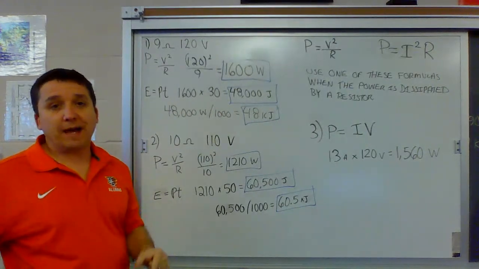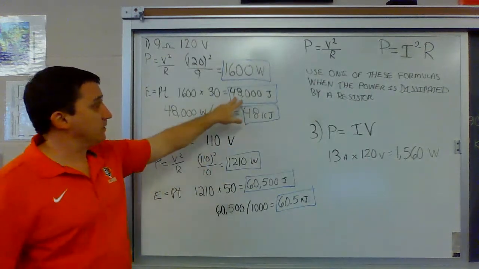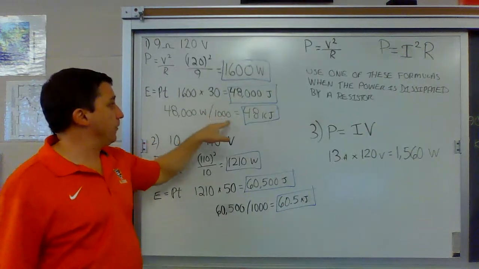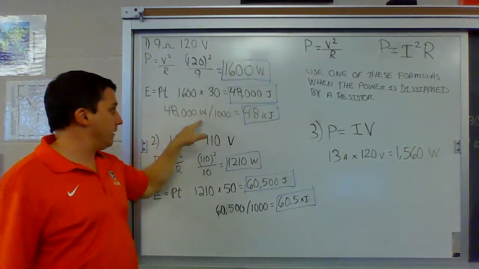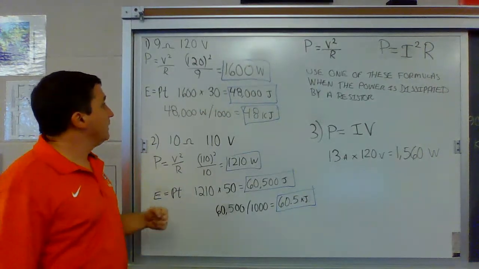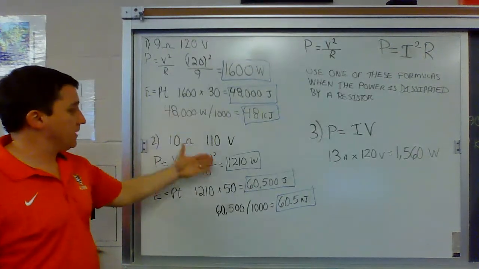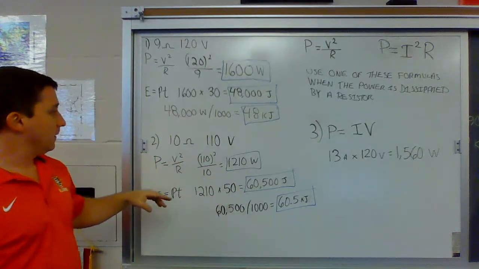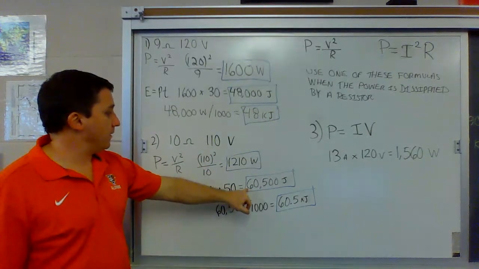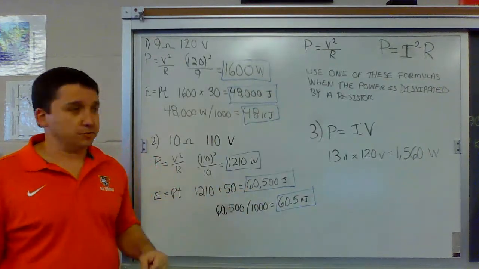Now, you're also asked to convert this to kilojoules. All you do is take the energy here divided by 1,000. So 48,000 divided by 1,000 is 48 kilojoules. Number two, same idea. You have the resistance and you have the voltage. So basically, you do the same process. Again, you have your power, your thermal energy in joules, and your thermal energy in kilojoules.